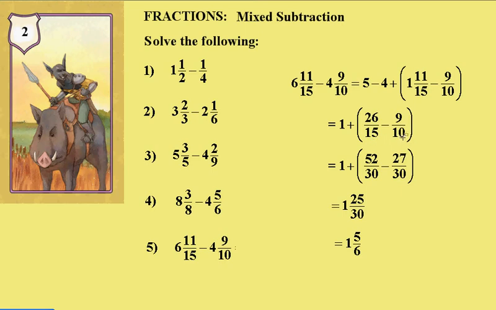Now, the lowest common denominator is 30, so we need to multiply this one by 2 and this one by 2, giving 52 on 30, and we need to multiply this one by 3, making that one 27 on 30. 52 minus 27 is 25, and 25 and 30 will break down to 5 and 6 on dividing numerator and denominator by 5, and that's the final result.